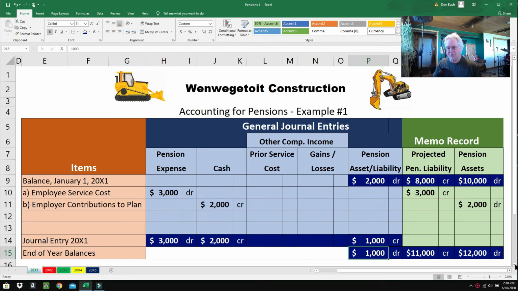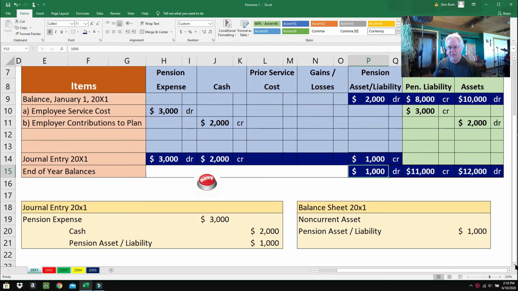We're almost done. Coming down to the journal entry. Here we are. So here's the journal entry for the pension for 2001. Where do we get the numbers? We get the numbers right here, right across here, and it says journal entry for 2001. So here we go. Pension expense, $3,000. We get it right from there. Cash credited for $2,000. We get it there. Pension asset liability, we get it here, and there we are, $1,000 credit. It all matches.